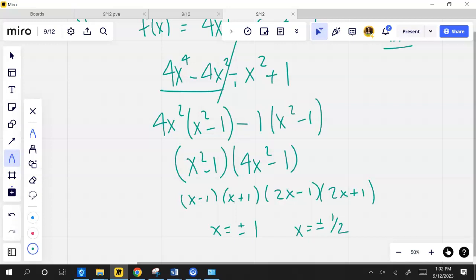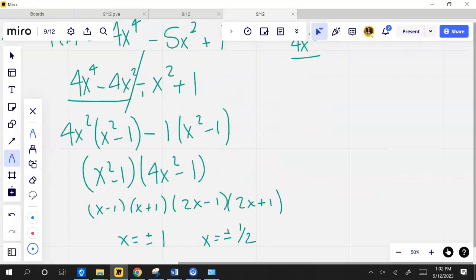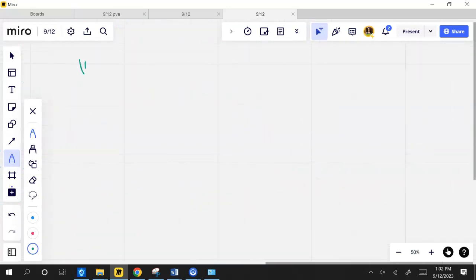Yes. What else on your homework? Yeah, so these would all have multiplicity of 1. Every one of those goes through.